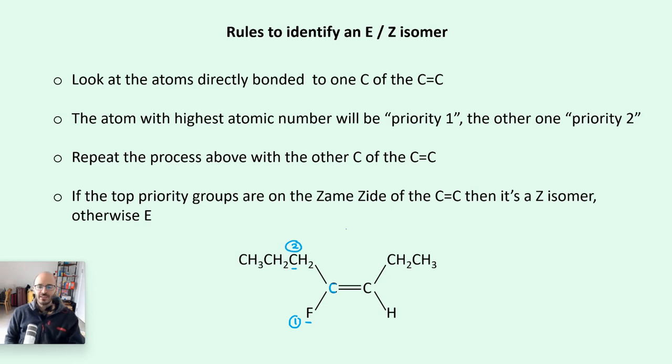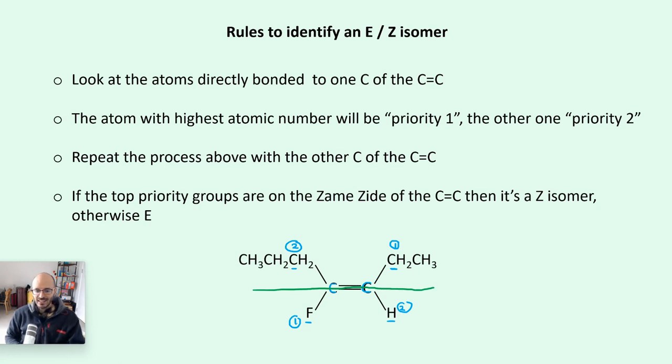Okay? And now you do the same with the other carbon. What is it bonded to? It's bonded to one hydrogen, and it's bonded to one carbon. So I think for this one, you wouldn't need the periodic table. This group at the top is going to be priority 1, and this group at the bottom, priority 2. Perfect. So now what you do is you draw a line like this across the double bond.